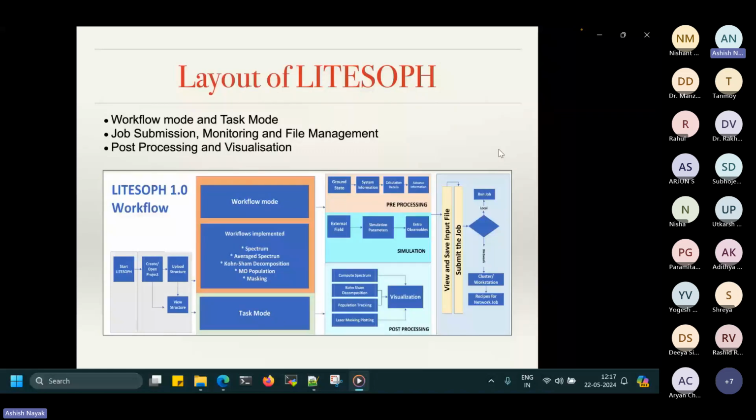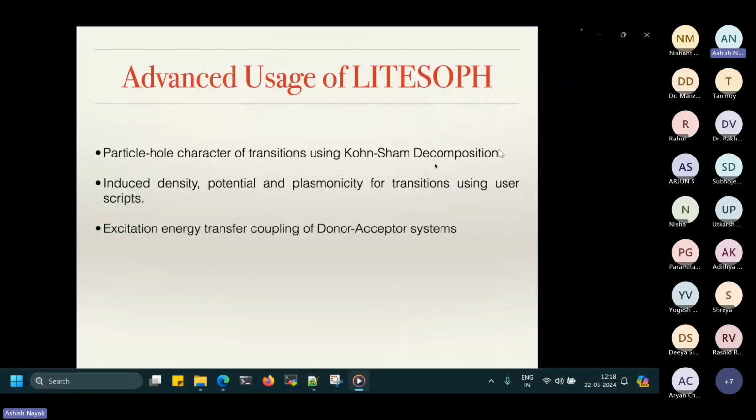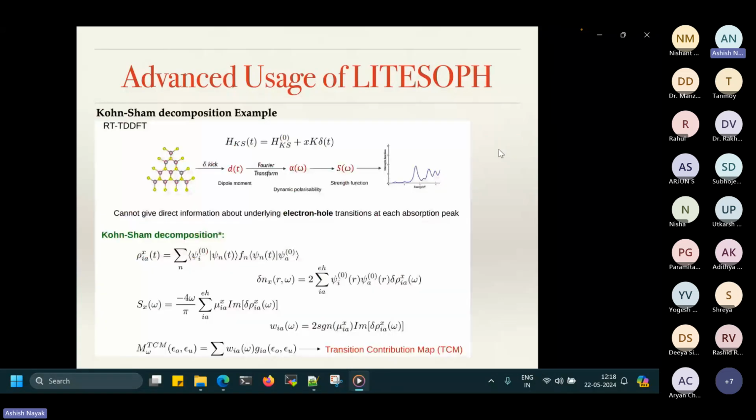Some of the features that have been implemented, so some of you will probably do these first few, so this is in the workflow mode, where you have a specific property and there's a set of tasks that will pop up. You will go through one by one. There are advanced usages like particle-hole character using Kohn-Sham decomposition. I'll maybe quickly show you one. So here's an example of that. What you can do is you can actually get the single particle density matrix and you can use that to compute the Kohn-Sham decomposition in the system.